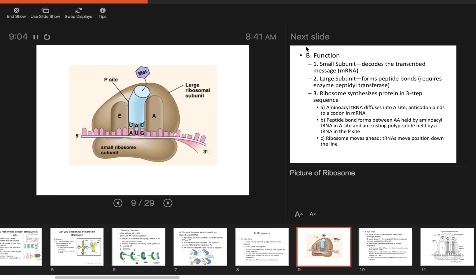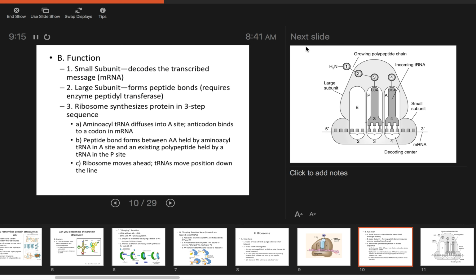Oh, I should go back. I forgot to say, this is the large subunit at the top and the small subunit, and then they come together. So the small subunit is the part that's reading the mRNA, and the large subunit is responsible for forming the peptide bonds. There is a 3-step process to it.